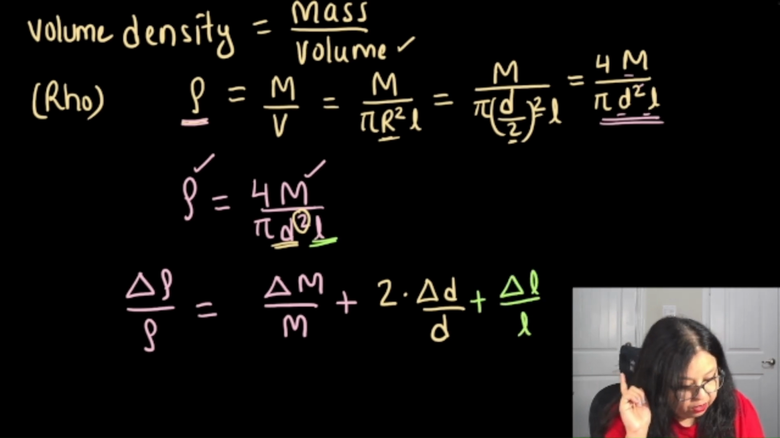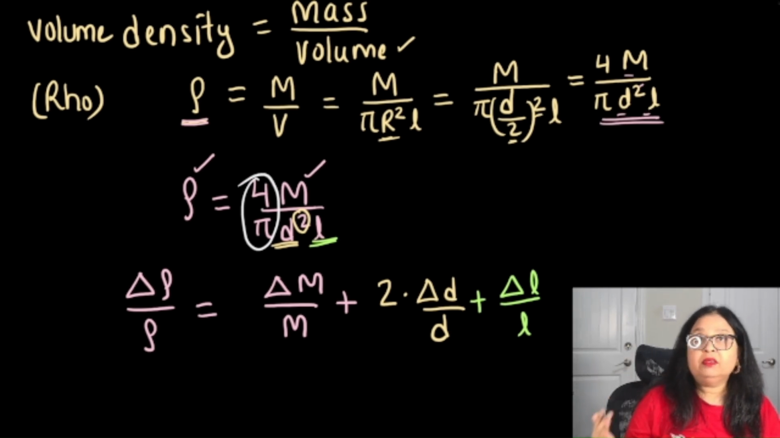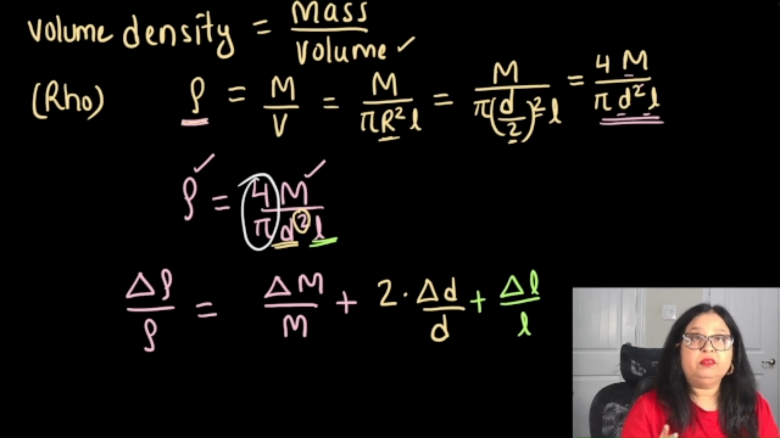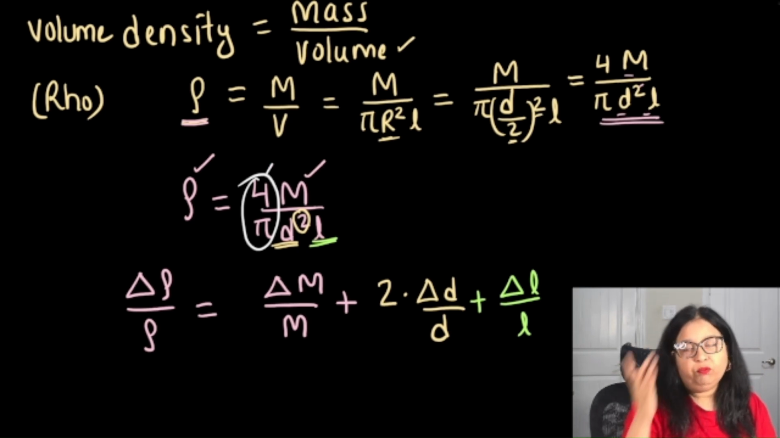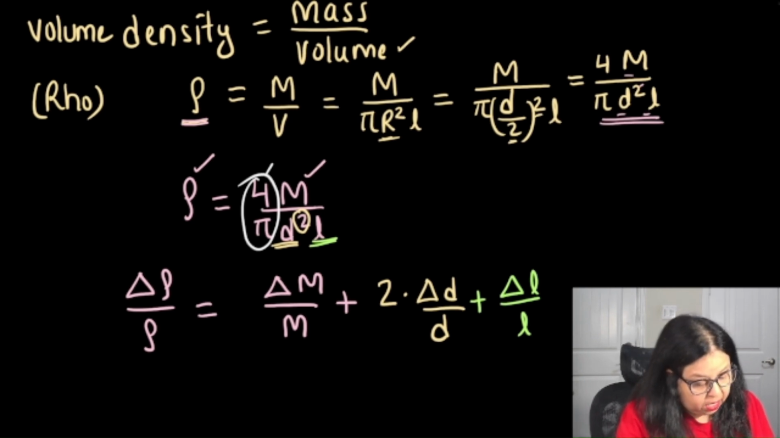Now, why did I not care about the error in 4 and pi? Because these are constants. Constant means that we know it precisely. There's no error in the value of 4 or pi. We know exactly what 4 means and what pi means. Okay. Now it's super easy to solve for this.